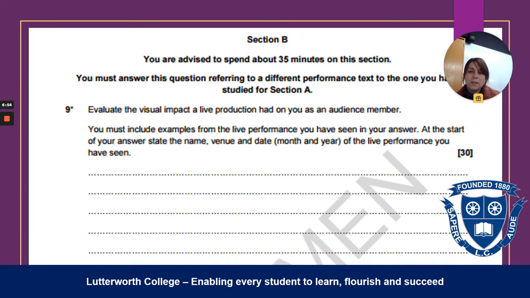Here's an example of a section B question, and it's a really good question. Remember, it's out of 30 minutes. Evaluate the visual impact a live production had on you as an audience member. So it's always about the impact that theatre had on you, and this would be a good one because visual impact is anything that you saw.